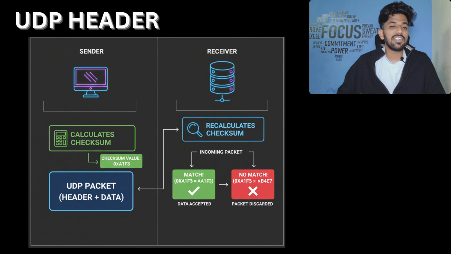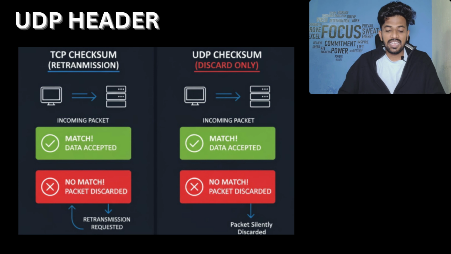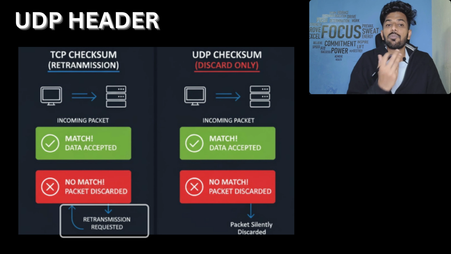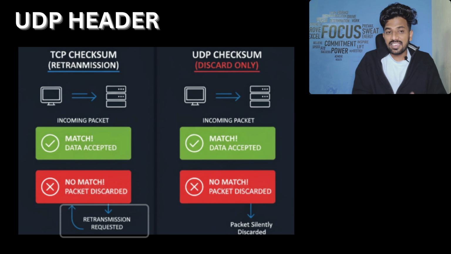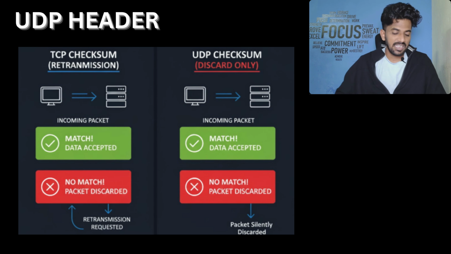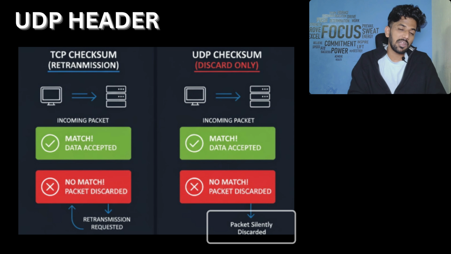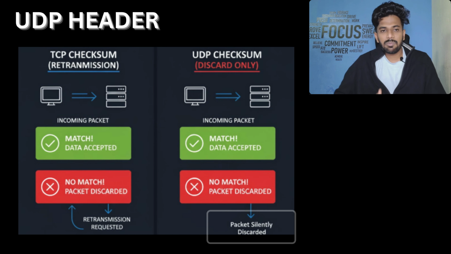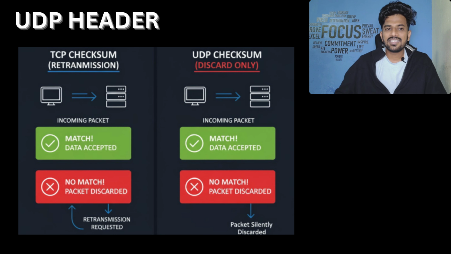Now let's understand the difference between the TCP checksum and the UDP checksum. In TCP, if the checksum fails, the packet is retransmitted because TCP cares about reliability. The sender waits for the acknowledgement. If the sender doesn't receive any acknowledgement, it will retransmit the packet. In UDP, if the checksum fails, the packet is simply discarded. No retransmission. The sender might assume that the packet was received by the receiver. So that's all about the UDP header. It is a very simple header.